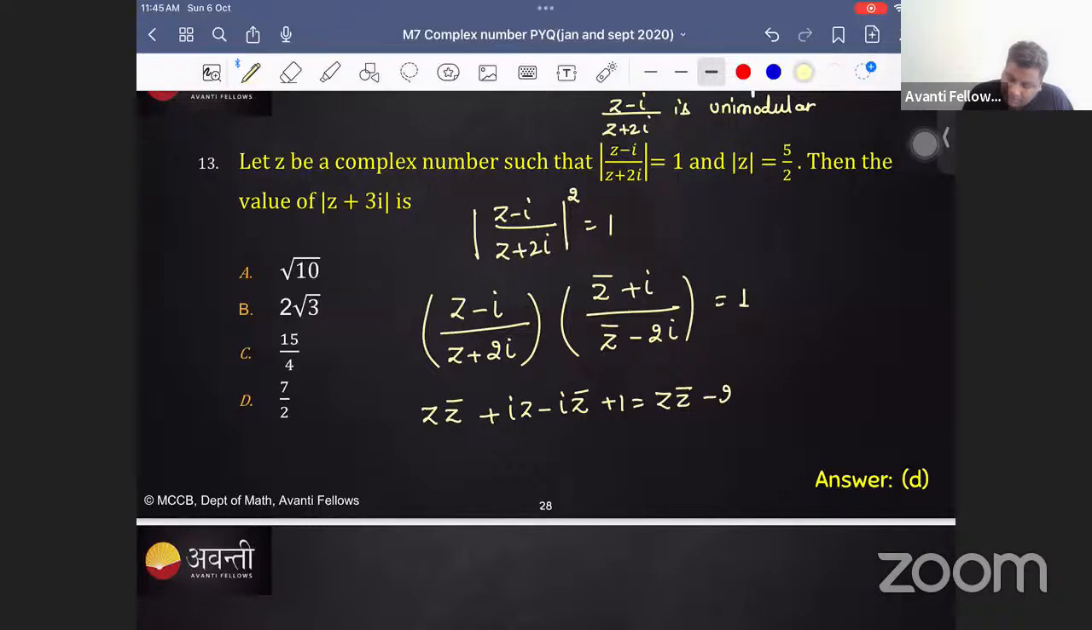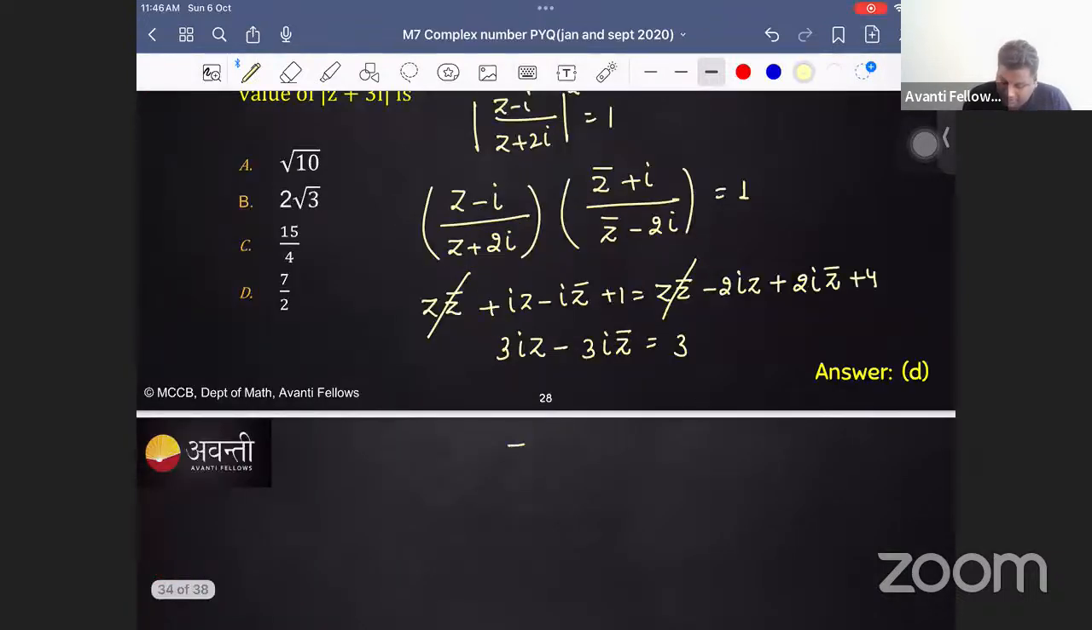z z bar minus 2 iota z plus 2 iota z bar minus 4 iota square. So it will be plus 4. Got it? Now this z z bar cancelled. So we got 3 iota z minus 3 iota z bar is equal to 3. So that means z minus iota z bar is equal to 3 is equal to 1.